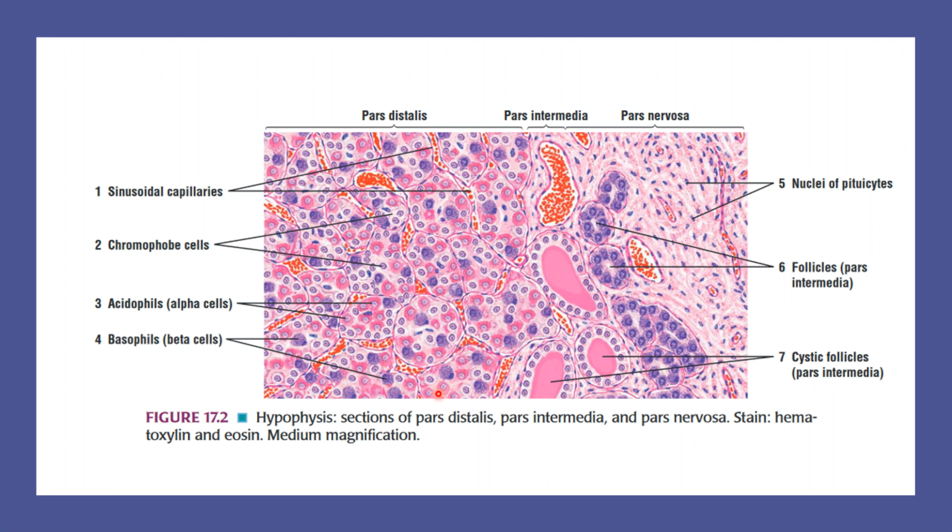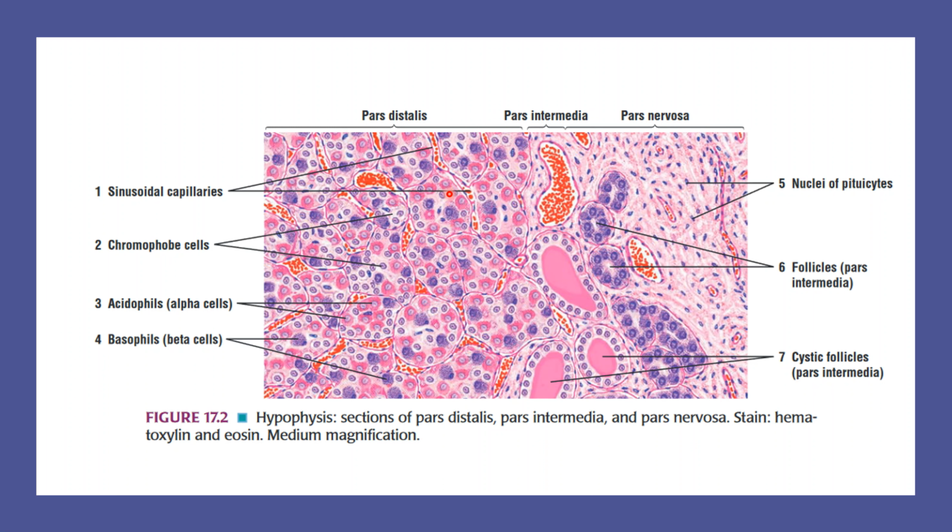This is the pars distalis part. This is the pars intermedia of adenohypophysis. This is the pars nervosa. One by one we will see. First, if we see the pars distalis part, we can make out clusters of endocrine cells. We can make out many clusters of endocrine cells.